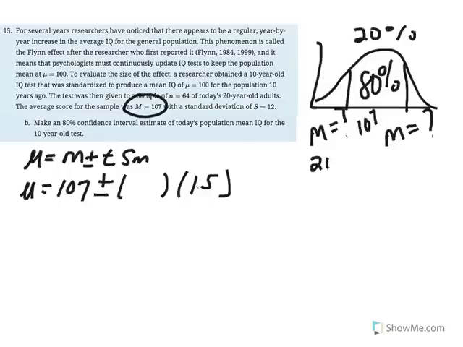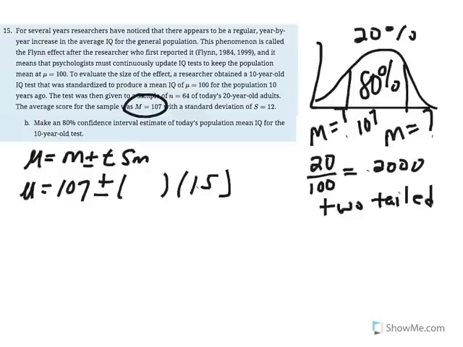So if we convert 20% into a proportion, we get 0.2000, and we're going to use that in a two-tailed process along with our degrees of freedom, in this case 63, to identify t. Because again, the confidence interval calculation is a two-tailed process. We want to find out what the values are on either side of that sample mean of 107. So let's utilize our t-distribution to find that value.